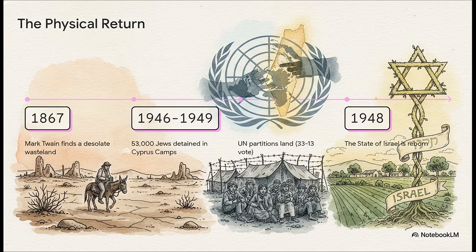Despite the absolute horrors of the Second World War, a movement began. In 1947, in a miraculous 33-13 United Nations vote, the two great mortal enemies of the Cold War, the United States and the Soviet Union, somehow voted together on one single major issue: the partition of the land. And then in 1948, a nation that had been scattered for 2 millennia was reborn.